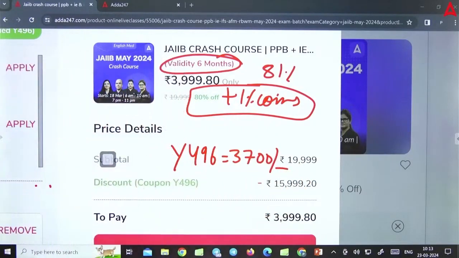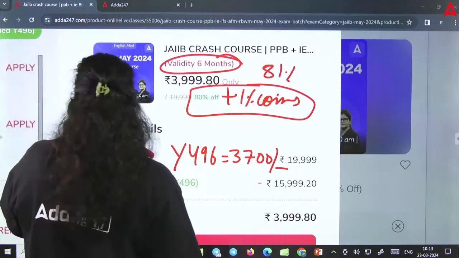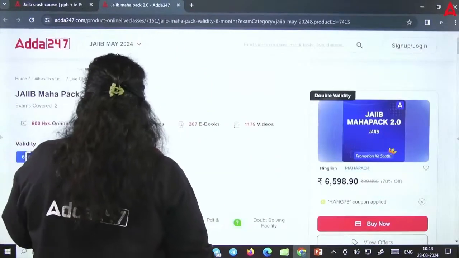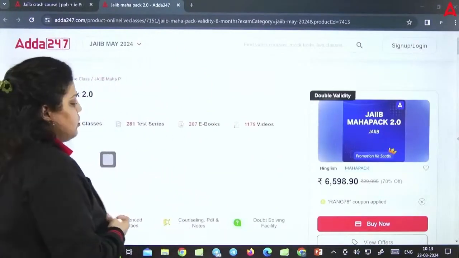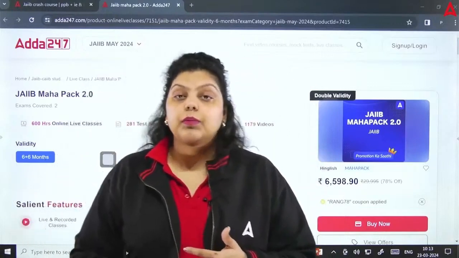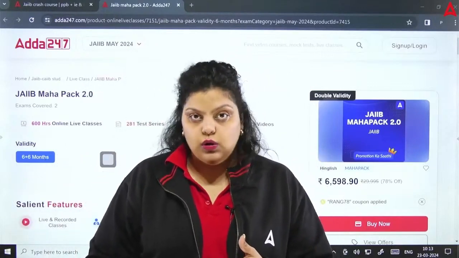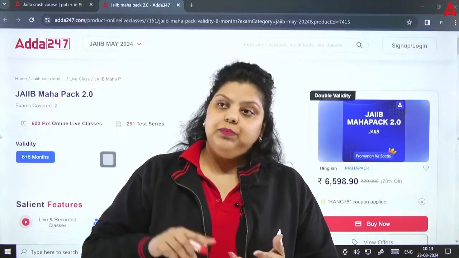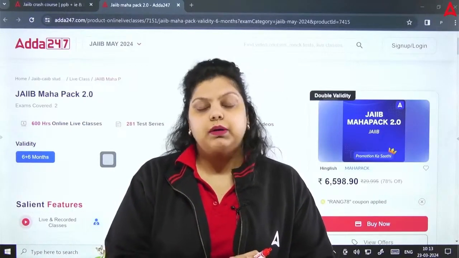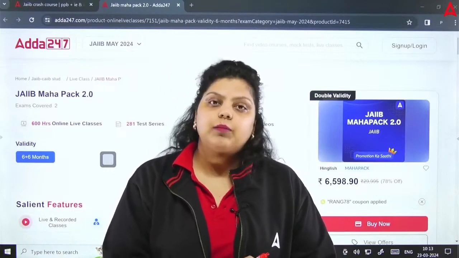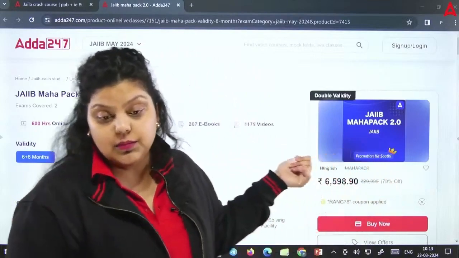That's the crash course. If you go with the Mahapack, like if you are going to give all 4 subjects, then go with the Mahapack, because it will cover your comprehensive batch, your crash course, and in April all the revision batches of all 4 subjects, then the numerical batches. Then in May, after you are done with your PPB paper, you will get 2 more power pack batches for AFM and RBWM. That will also be added in the Mahapack.